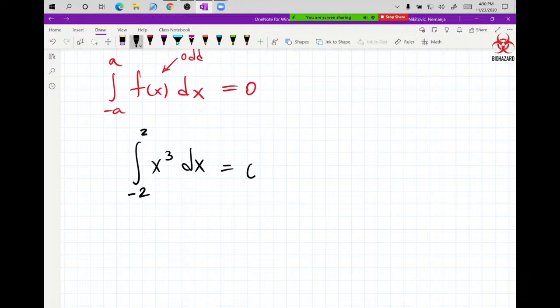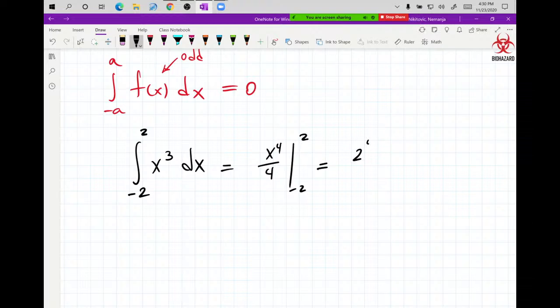Right? You immediately write 0 and you move on, because that's an odd function on a symmetric interval. But let's say you don't know that. Well, in that case, you have to integrate and compute everything, and you will get 0 if you do everything correctly. Obviously, you will get 0 anyway.